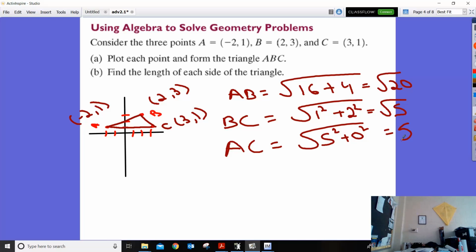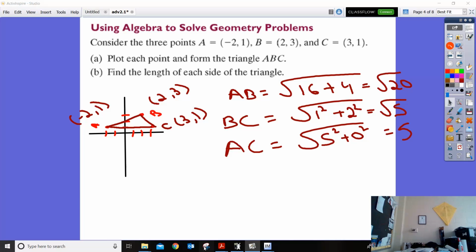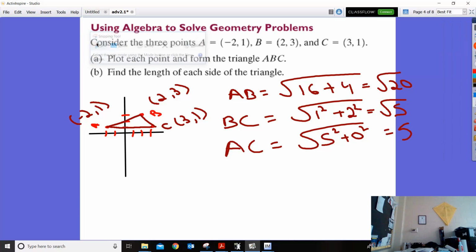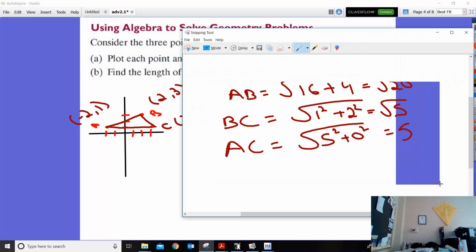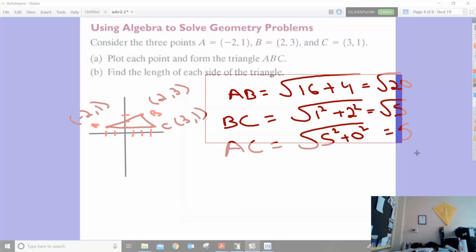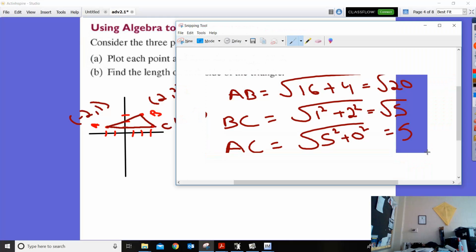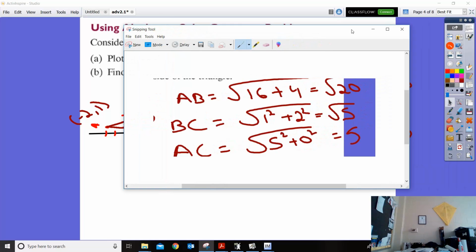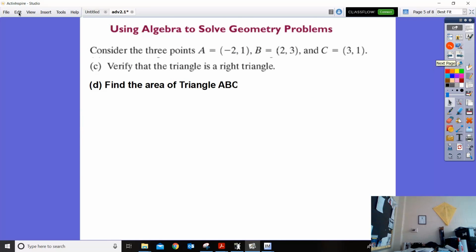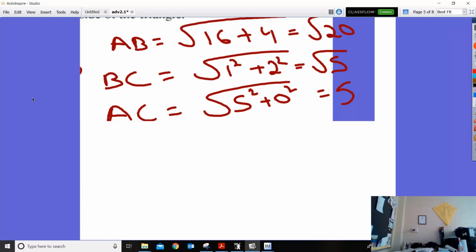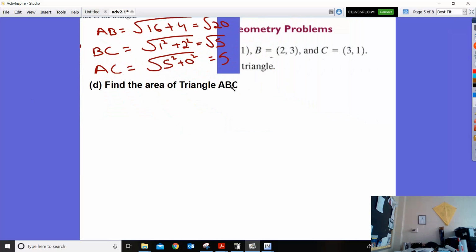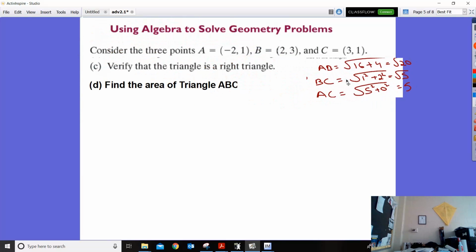On the next slide, let's say we need to verify it's the right triangle. I will copy this thing and put it on the next slide. There's my lengths.